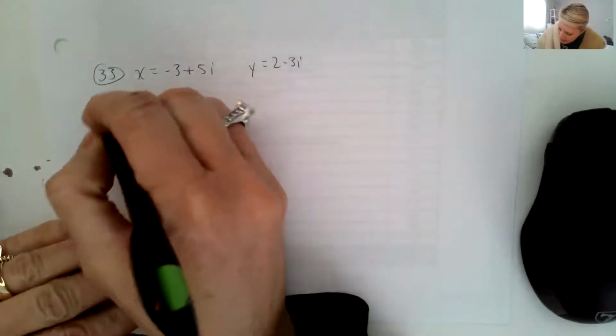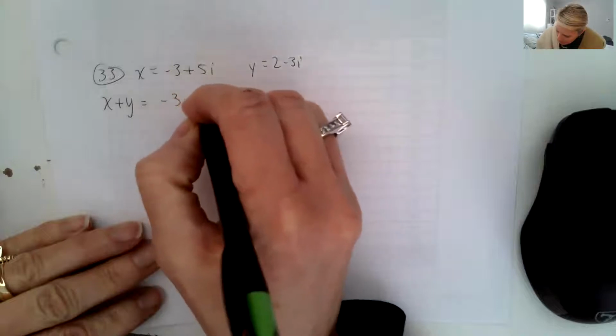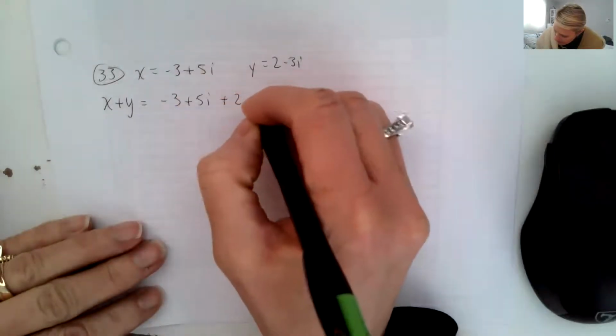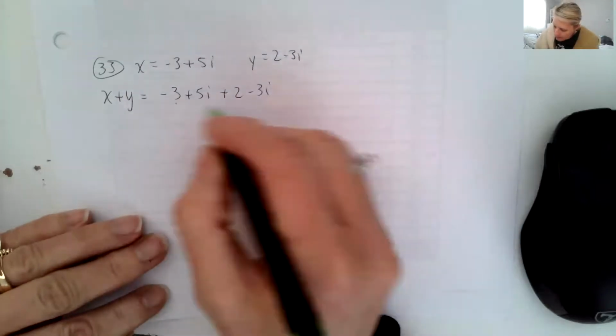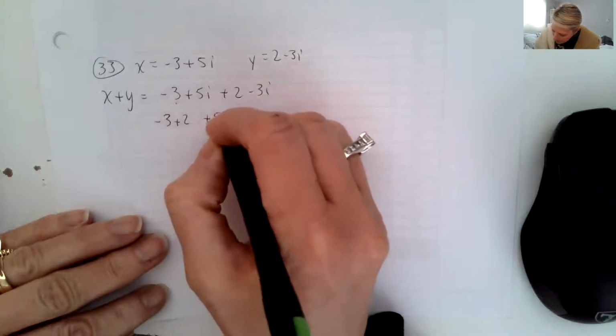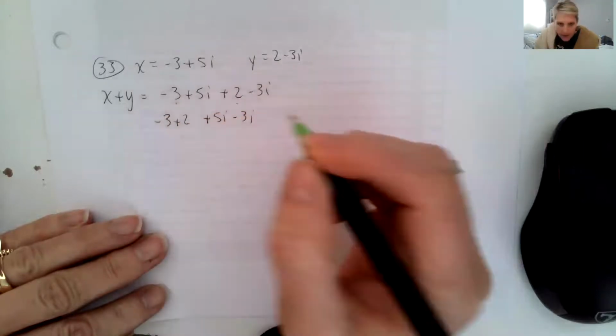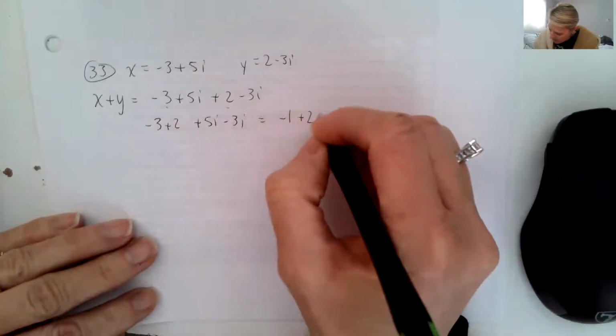So x plus y means that we're going to take a -3 plus 5i plus 2 minus 3i. And of course, we're going to add the real values together. So a -3 plus 2 plus 5i minus 3i. And that simplifies to a -1 plus 2i.